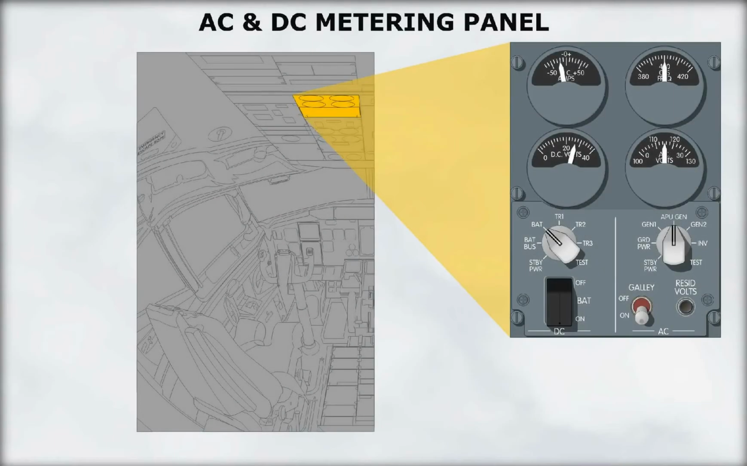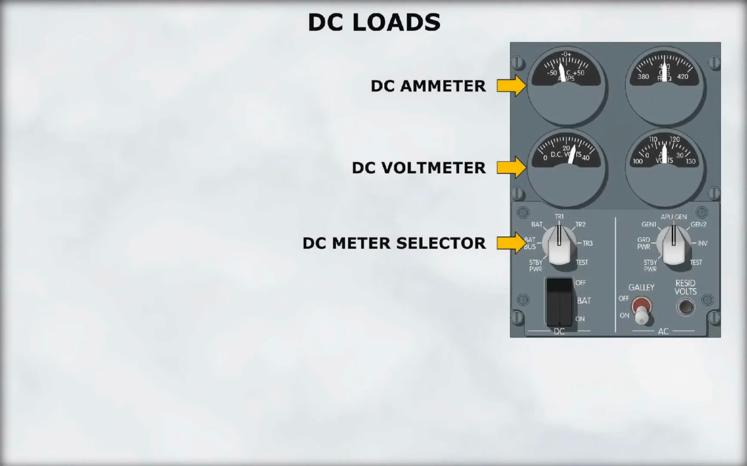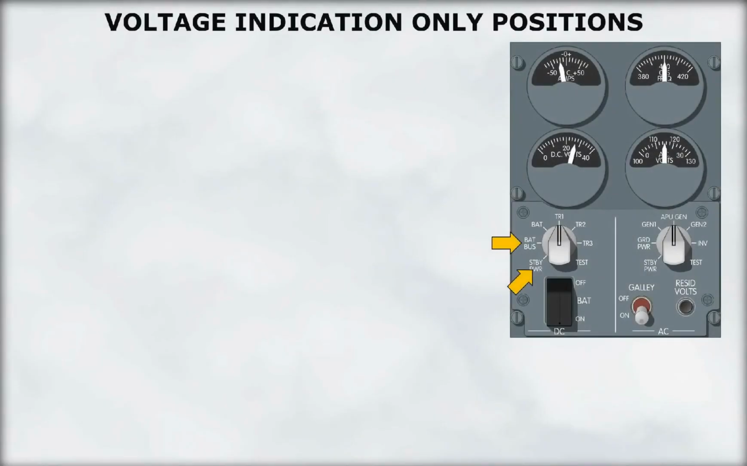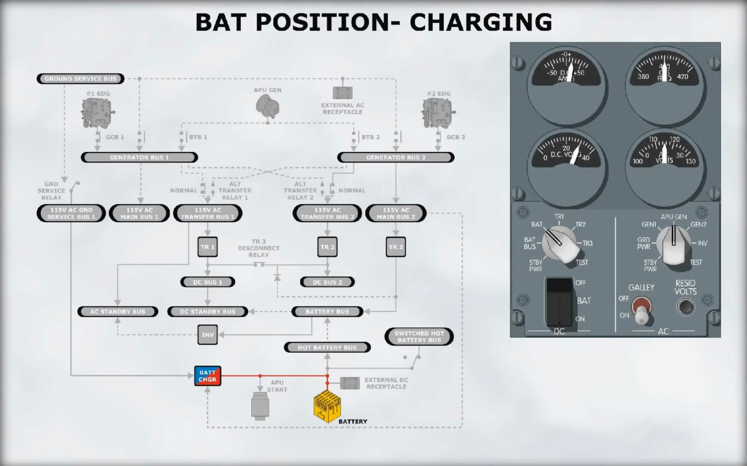Now, let's look at the DC metering panel. DC loads are displayed on the voltage and amperage meters. The DC meter selector selects the power source to be monitored. The standby power and battery bus positions display voltage indications only. The battery position displays the voltage and amperage loads of the 24-volt battery.